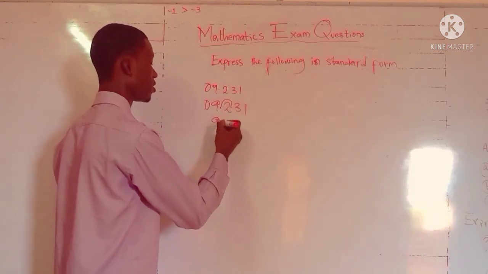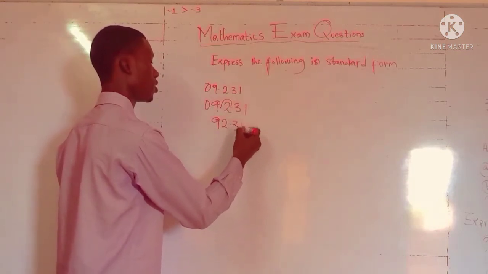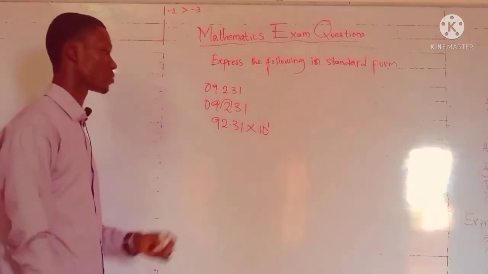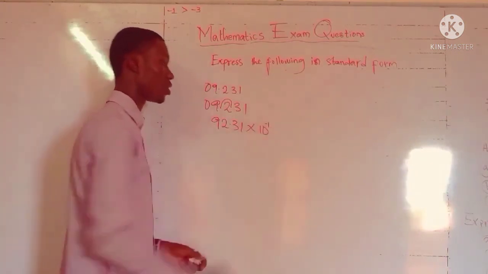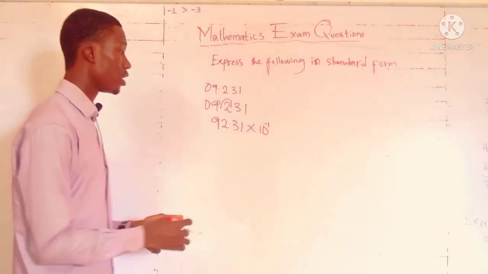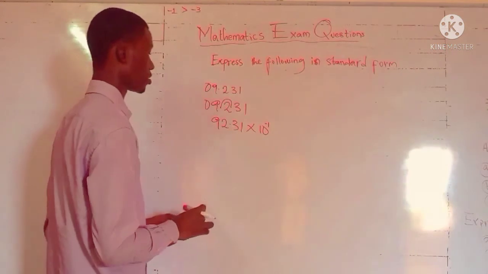So we now have 92.31 times 10 exponent 1. Negative 1 actually, because when we are moving this way, we are decreasing. Now let's move to the next question.